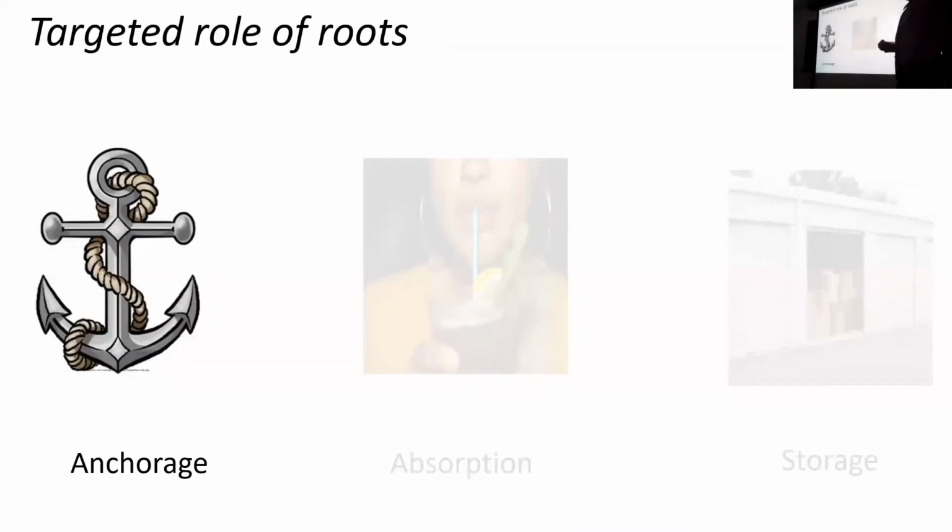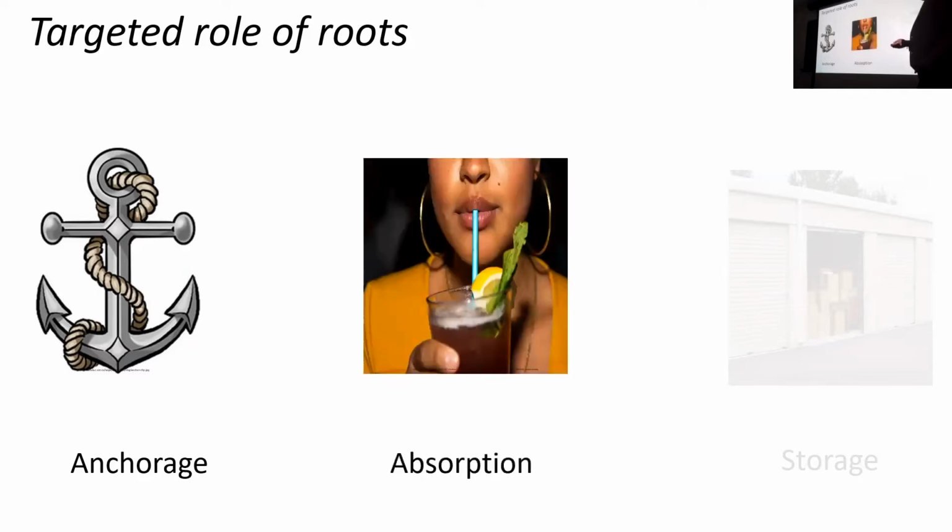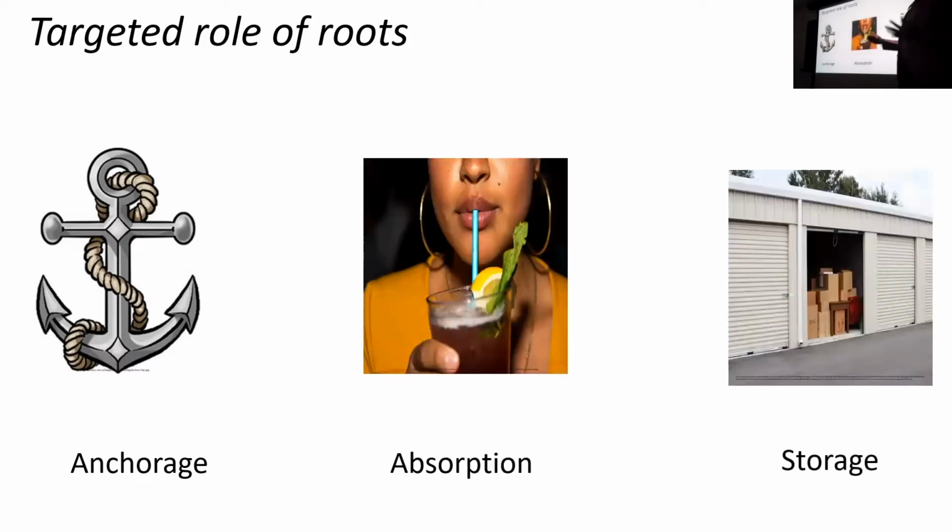Traditionally, we've thought of the role of roots as being a role in anchorage, absorption, and storage. And by anchorage, I mean gravitropism, which anchors the root to the soil, absorption, which allows nutrients and soil solution to be taken up at the root-soil interface, as well as storage, which allows carbohydrates to be stored in the roots.